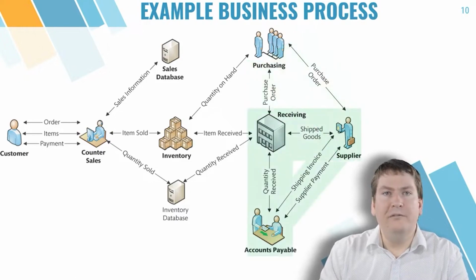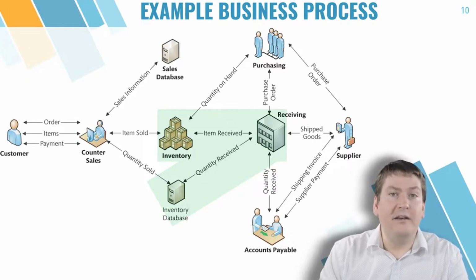Once the bowls are received, or the invoice, depending on the exact details of the process, accounts payable pays the supplier, and the bowls can be shipped to the stores that need them, and the quantity on hand is updated in our database.